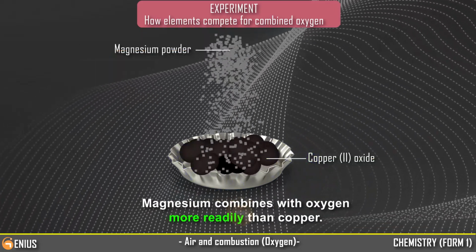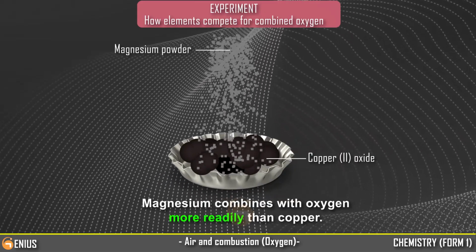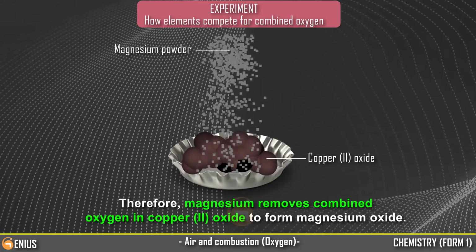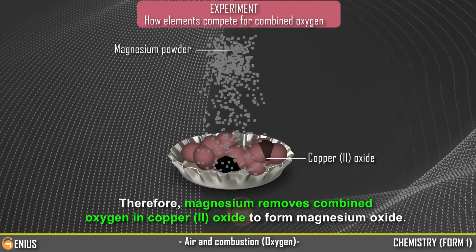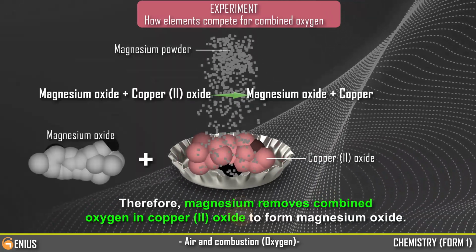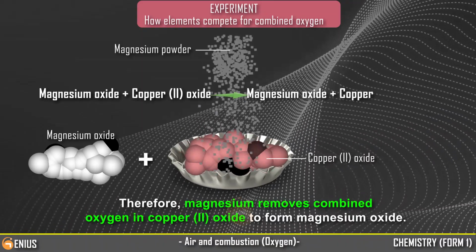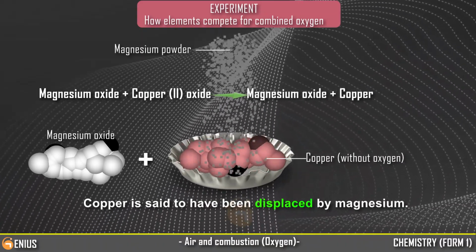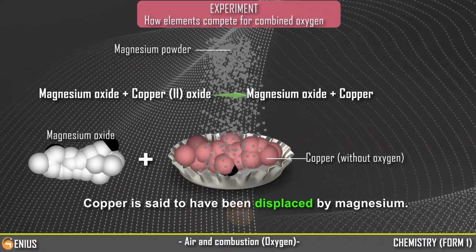Magnesium combines with oxygen more readily than copper. Therefore, magnesium removes combined oxygen in copper(II) oxide to form magnesium oxide. Copper is said to have been displaced by magnesium.